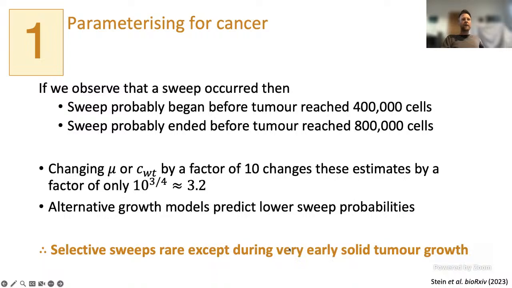So what we find is that selective sweeps are rare, except during very early solid tumor growth. This is an analytical model that gives you that conclusion. And if you look at the preprint, you'll see that we looked a lot at alternative growth models as well, and they generally predict lower sweep probabilities. So what we were looking for here was an upper bound, and that's what we obtained with this kind of model.